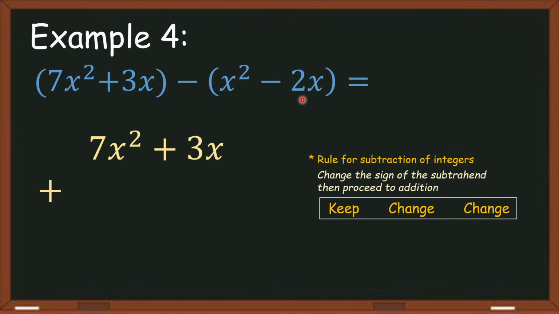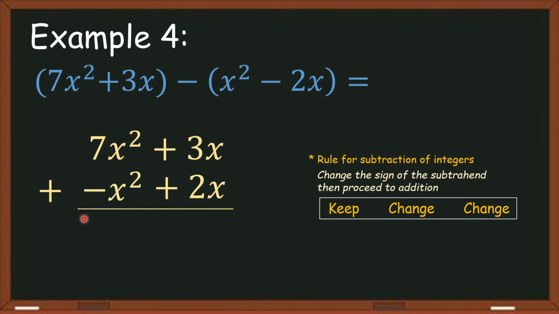And then change din natin itong pangalawa. Lahat ng nakikita natin ay papalitan natin ng sign. So dahil dalawa sila dito, parehas natin silang papalitan ng sign. So si x squared ay positive, gagawin nating negative kasi change. And then negative 2x. So from negative 2x, papalitan natin, gagawin nating positive 2x. So take note, pinalitan natin yung x squared, naging negative x squared. Yung negative 2x naging positive 2x. And then proceed to addition.